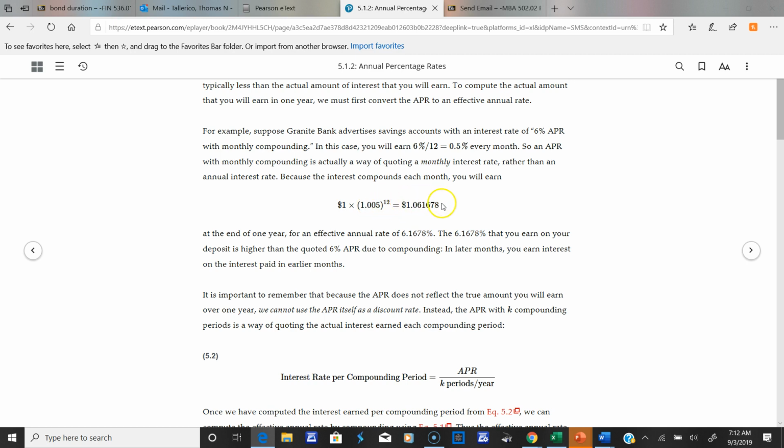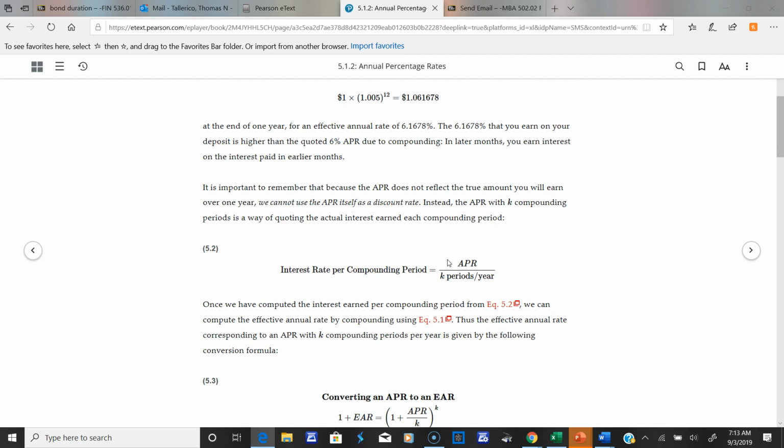And basically, effectively, you will earn $6.1678. So if you divide by the $1 and subtract 1, you will get an effective rate of 6.1678%. So this is how they're calculating the effective rate. So you notice what they say: the 6.1678% that you earn on your deposit is higher than the quoted 6% APR due to compounding. In later months, you earn interest on the interest paid in earlier months. So that's important. It's an important concept, how to get effective annual rate from APR.